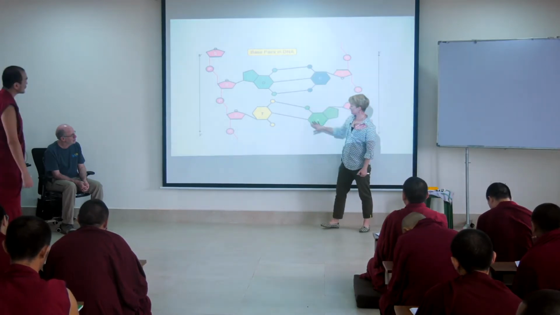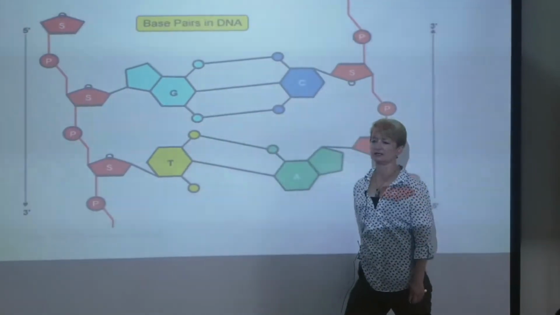So there are two hydrogen bonds that hold the A and T nucleotides together.